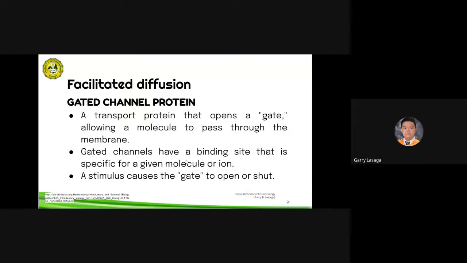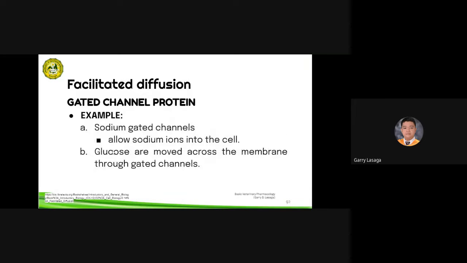The gated channels have a binding site that is specific for a given molecule or ion. A stimulus will cause the gate to open or shut. So, for example, when a molecule attaches to the binding site of this particular channel, that channel will be stimulated and it will open, and this will allow the ions or the molecules to pass through the membrane.